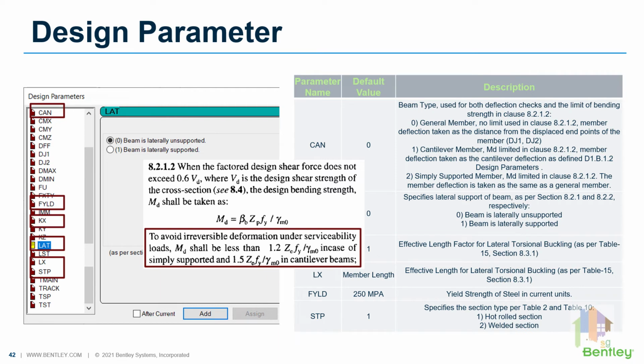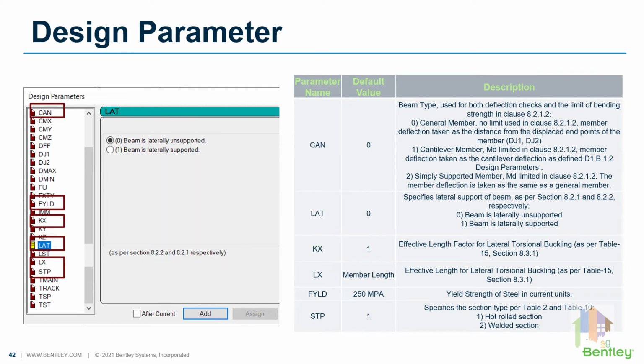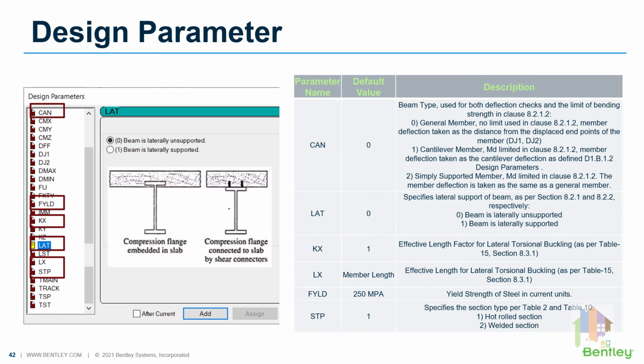be performed. The LAT parameter is used to define whether the member is laterally supported or unsupported, and accordingly the program performs the lateral torsional buckling check. By default, the program considers all members laterally unrestrained. If you model a composite deck structure where the concrete slab sits on top of the I section, you can assume full restraint against lateral torsional buckling.